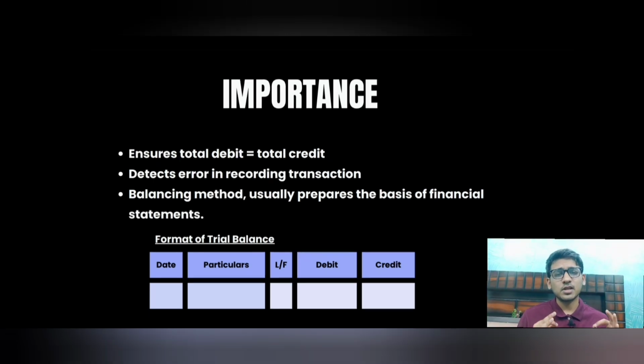Now let's look into some of the important features of the trial balance. Number one, it ensures that the total of the debit side is equal to the total of the credit side. And number two, it helps in recording the error in the transaction. How will we know that there has been an error? When the total of the debit side doesn't match the total of the credit side, it states that there has been an error in recording the entries. And number three, it is a balancing method that helps in preparing the basis of the financial statements. So the trial balance gives us the accurate amount of the accounts, which makes it easier for us to record them in the financial statements, be it the balance sheet, P&L or the cash flow statements.